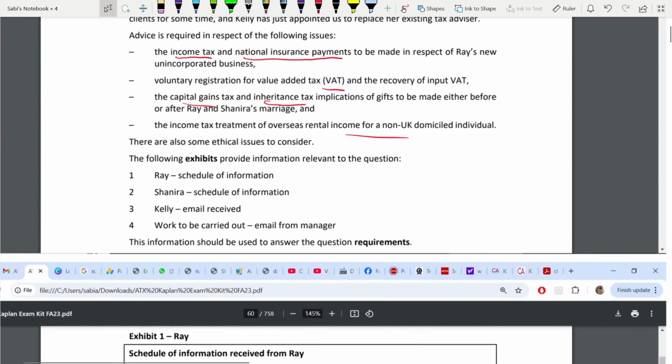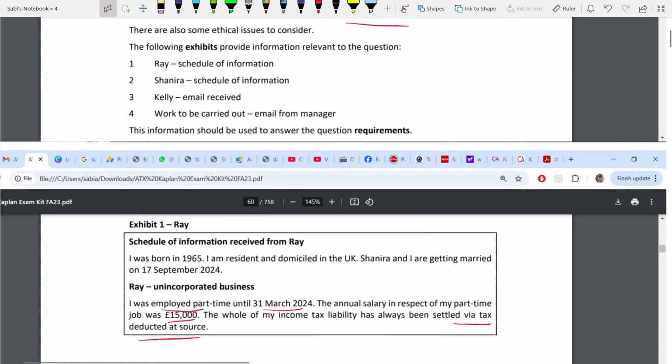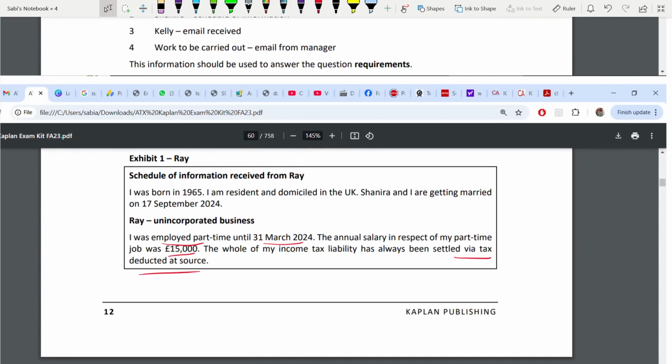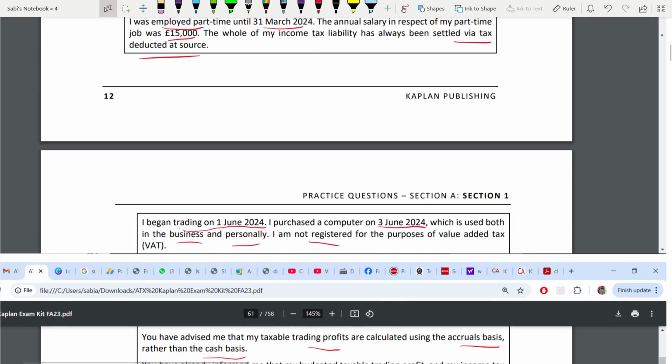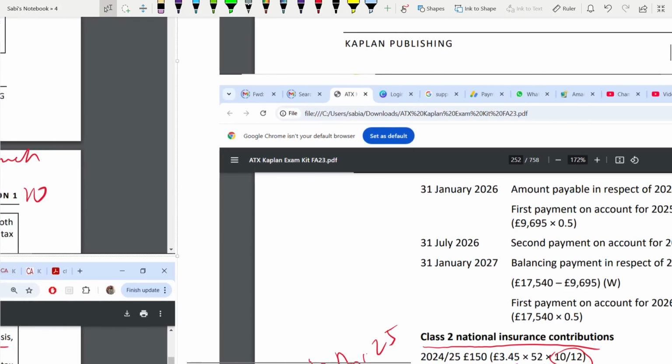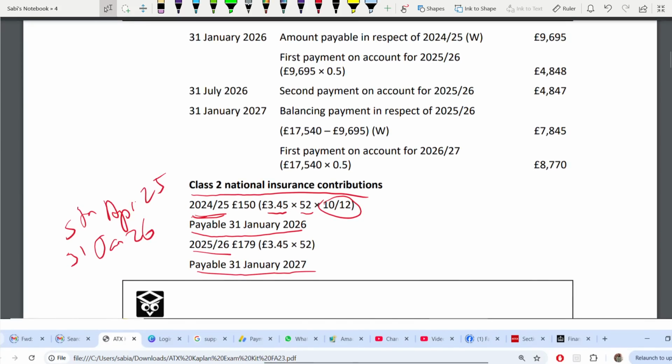They have started trading on 1st June. So it's from 1st June to March you have to take. April will not be counted. The whole month of April will not be counted. So June, July, August, September, October, November, December, January, February, March, 10 months. Okay, not the whole 12 months. So it's just 10 months.